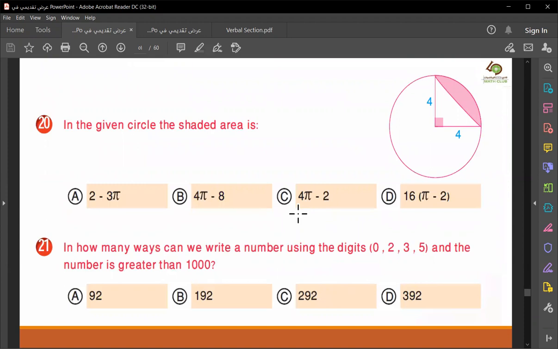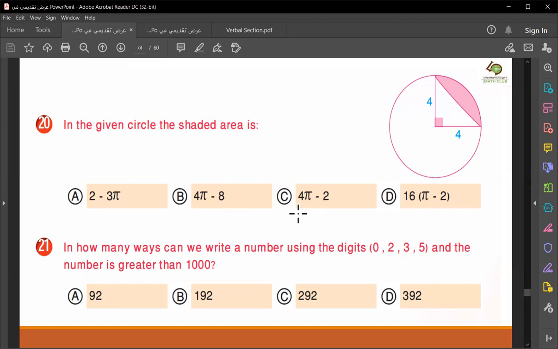Is it easy? Right. Okay, now number 20, how I solve this problem. In the given circle, the shaded area. Oh, yes, yes, yeah, I know. No problem. Try. When you practice, the questions will be easy. Don't worry, Ali Muayyan. Okay, now number 20.